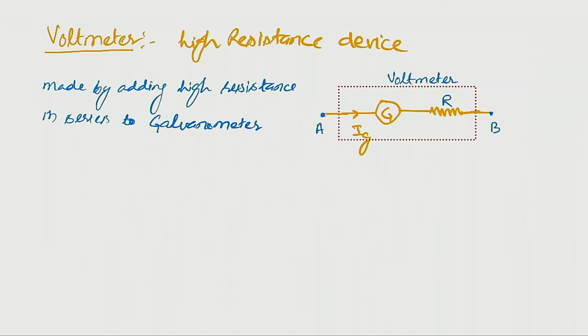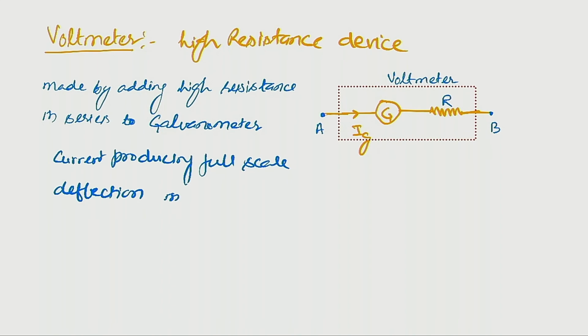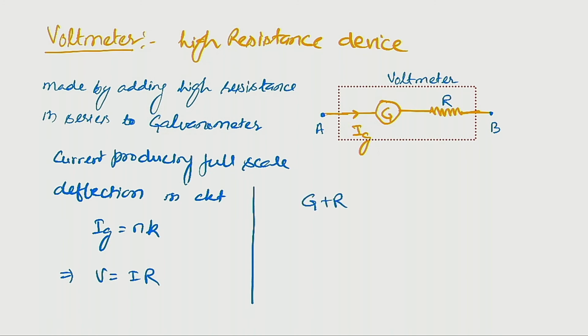This can be made by adding a high resistance in series to the galvanometer. You can see it here. Resistance R is connected in series to the galvanometer, and this resistance R is very high. Again, the current producing full deflection is Ig, which is equal to Nk as we discussed in the previous article, and we know that V is equal to IR, where I is the current flowing through this. Here the total resistance is G plus R, because these are in series.